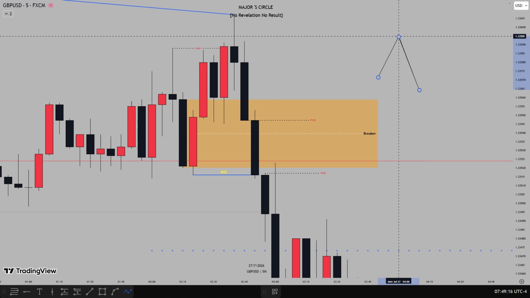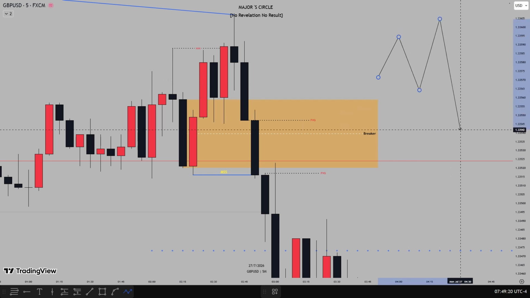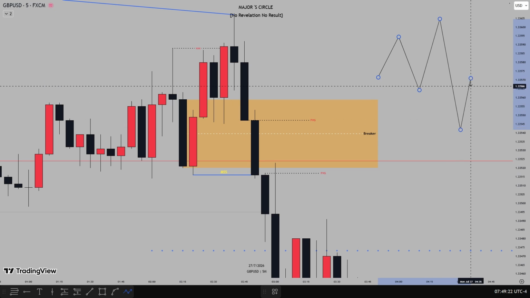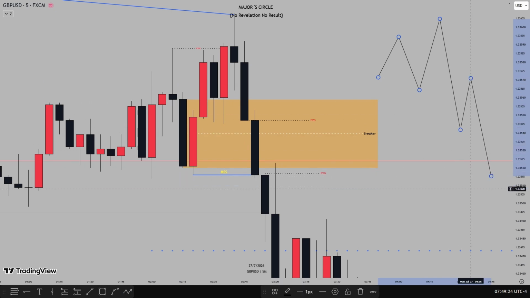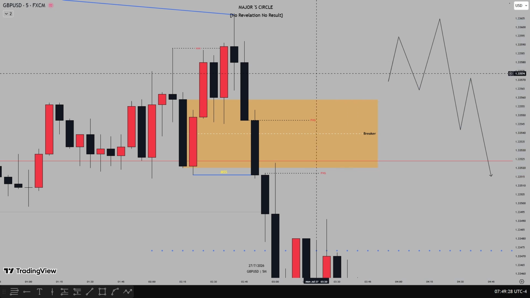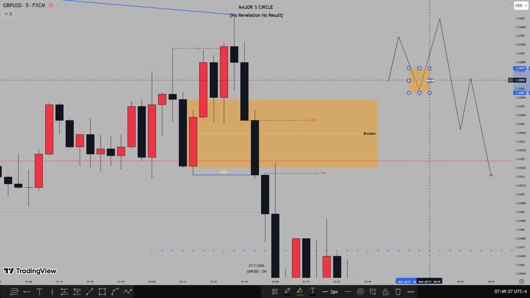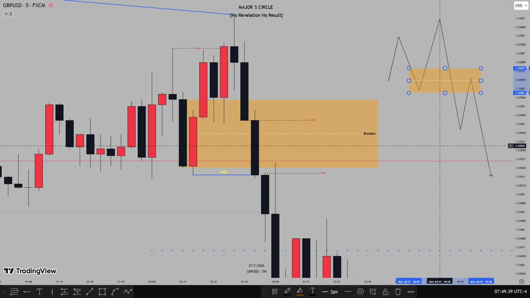Price prints out a high, then comes out and takes that high, displaces, then trades back into the zone. This is what we normally refer to as a bearish breaker block. The last bearish candle, which is at this zone, is what I call the breaker block. That is all you need to know.